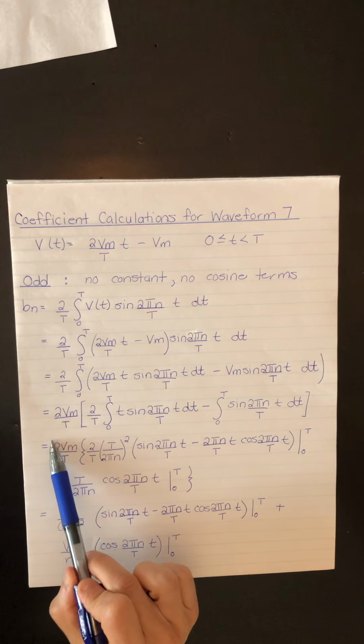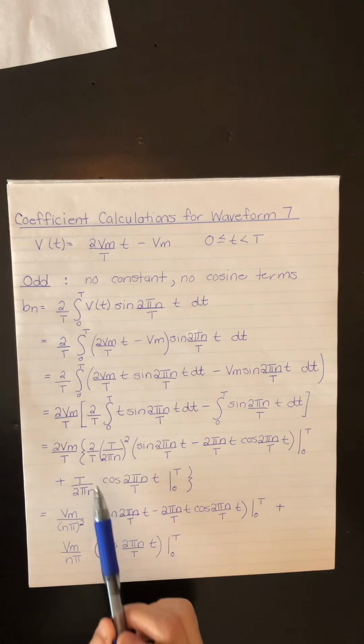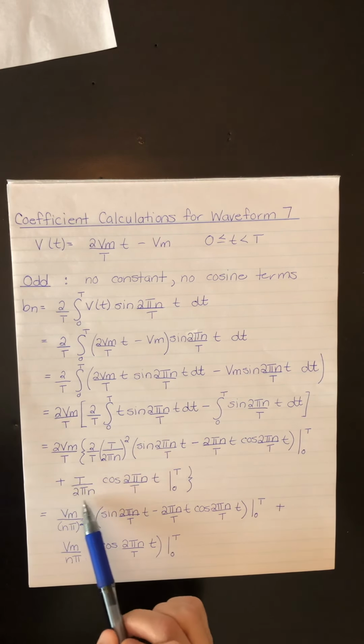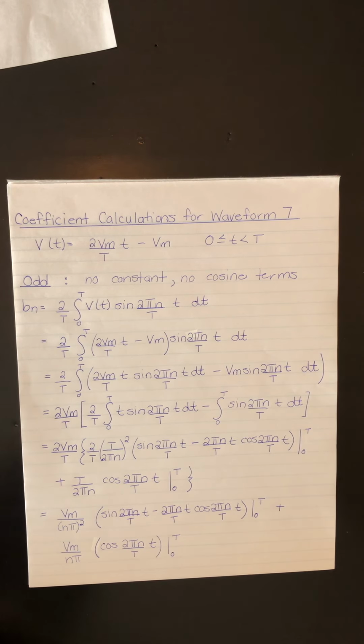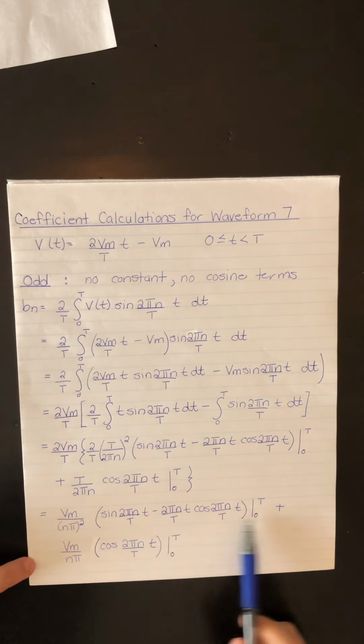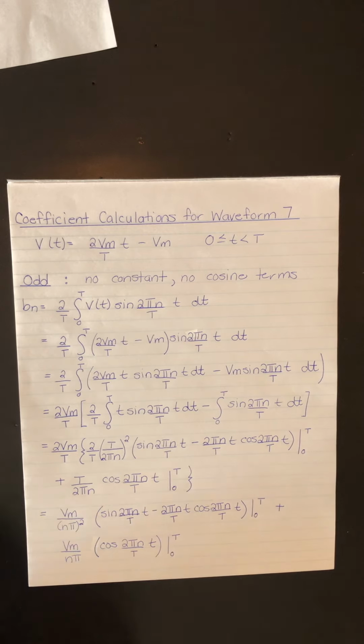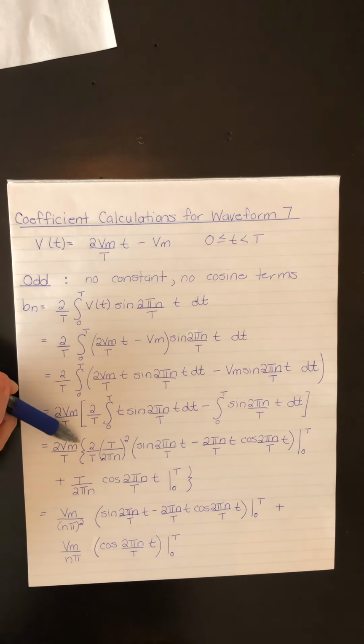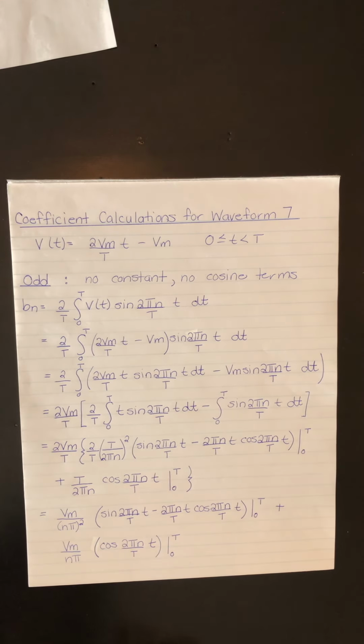Then I also had to take this constant and multiply it by this one. And here the 2's would cancel and the T's would also cancel, leaving us with Vmax over n pi. So this is a much simpler looking version. And again, all I did to work that out, I took this constant and multiplied it by this one. That gave me this. Then I took the constant, multiplied it by this one, and that gave me this.